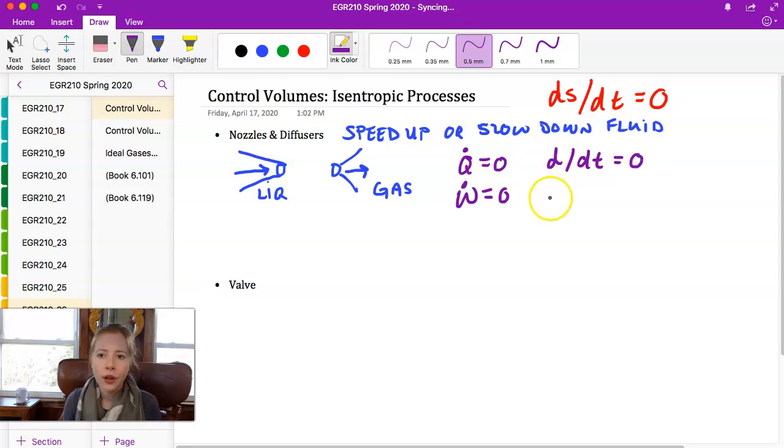And also the change in kinetic energy is not zero, right? Because we're changing velocities at the inlet and outlet. So with nozzles, we're increasing velocity. With diffusers, we're decreasing velocity. So there's definitely some change in kinetic energy. But the change in potential energy is zero because we're not getting any significant difference in elevation between the inlet and the exit.